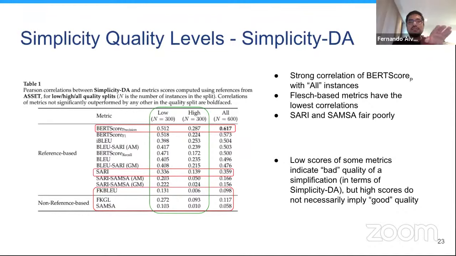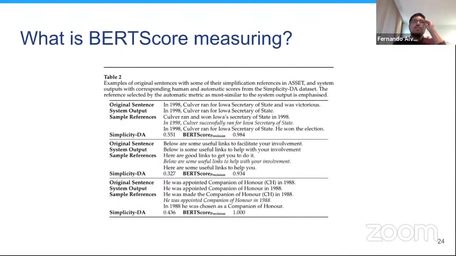However, of all these metrics here, the best one seems to be BERT score. But what is BERT score actually doing? BERT score, as I said, is measuring the similarity between the system output and the references. For example, it's comparing the similarity of this system output against all these references, compares them individually, and returns the highest similarity between all of them.